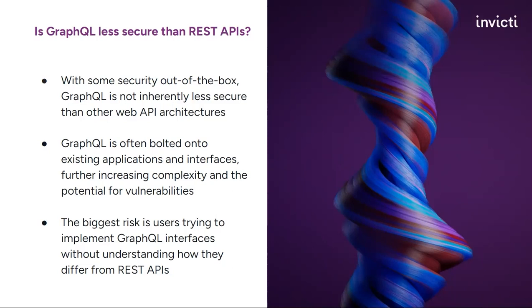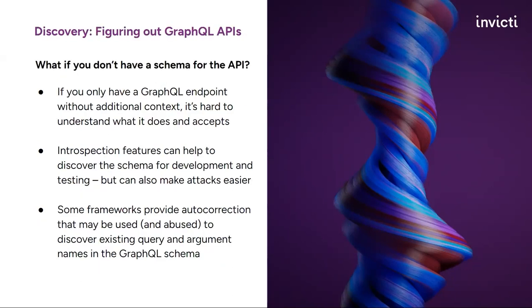But there's also a lot of things you need to keep in mind. One of them is that GraphQL is often bolted onto existing applications, and this makes things a lot more complex, and you really want to keep this in mind when dealing with these APIs. However, that's not a GraphQL specific problem. The same can happen in REST. But the biggest risk is users trying to implement GraphQL APIs and not understanding these differences and not really taking care of authorization and authentication correctly like you have to in GraphQL.